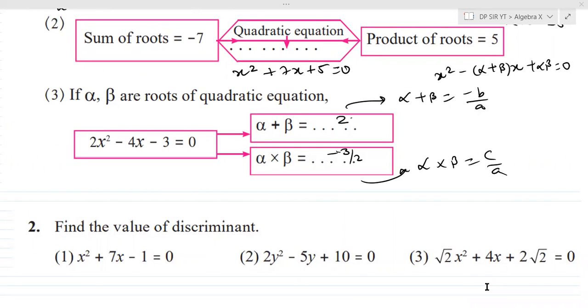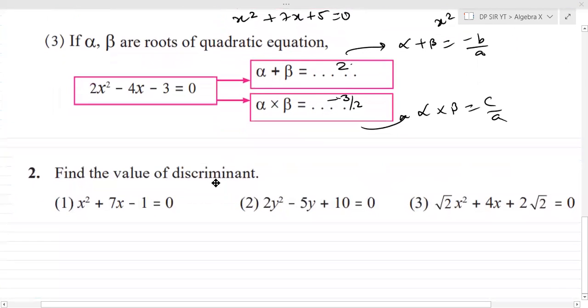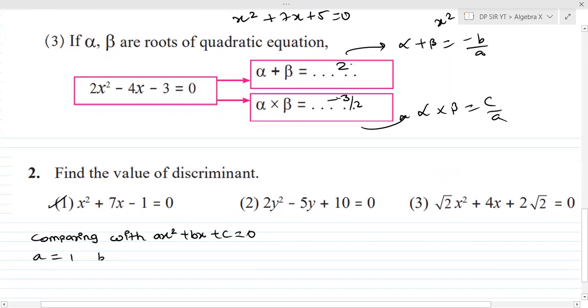Find the value of discriminant. It means you need to find b square minus 4ac, which you have been doing in the formula method for years. But for the past 2 lectures, we are doing that only. So find the value of discriminant. Comparing the given equation with ax square plus bx plus c is equal to 0, a is equal to 1, b is equal to 7, and c is equal to minus 1.